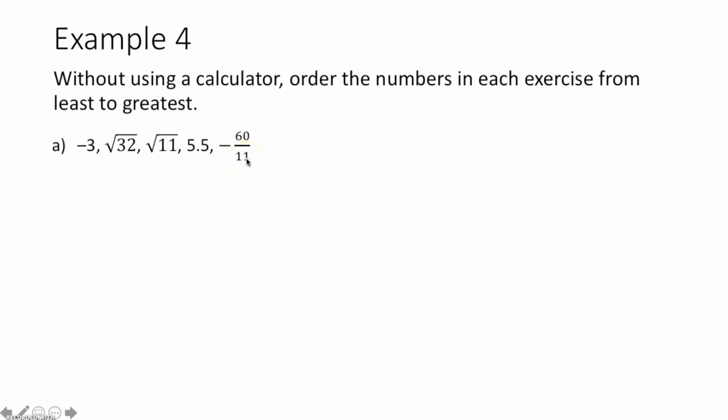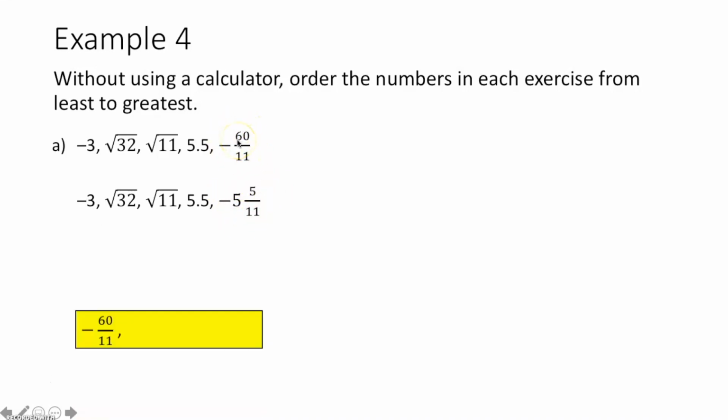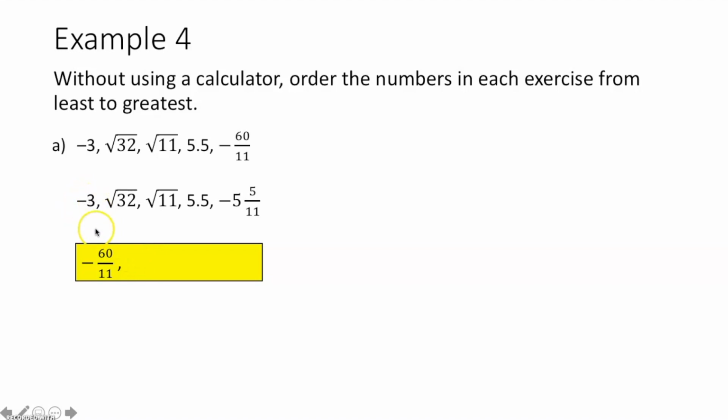Well, let's change it to a mixed number. How many times is 11 going into 60? That would be 5 times with a remainder of 5. So this is the same as negative 5 and 5/11ths. Now we see that that is clearly our least value. So we're going to start our list with negative 60 over 11. The other negative number is negative 3, so we put that here.